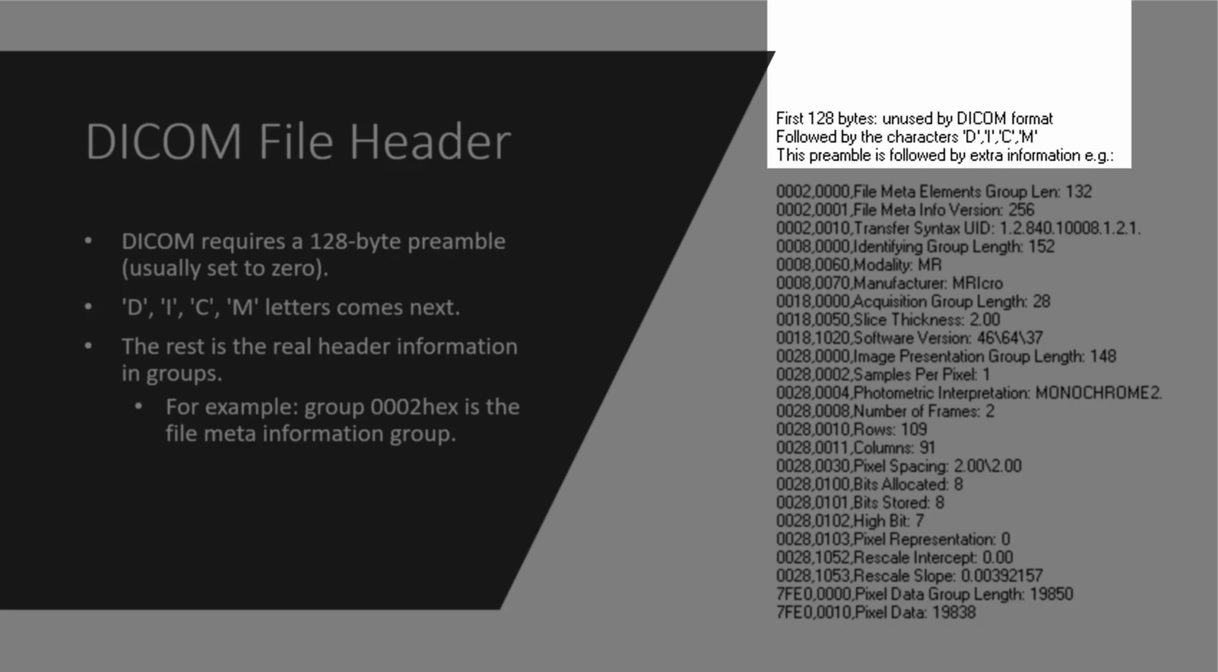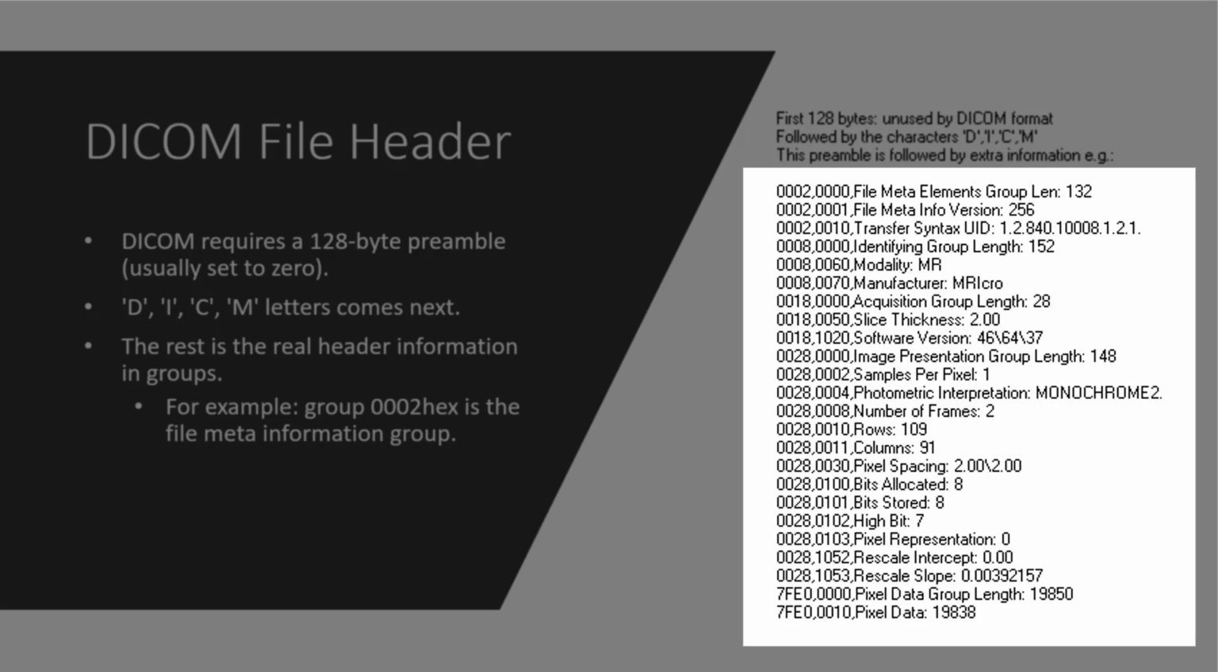The DICOM file header requires a 128-byte preamble, usually set to 0. DICM letters come next. The rest is the real header information in groups. For example, group 0002 hex is the file metadata for the information group.